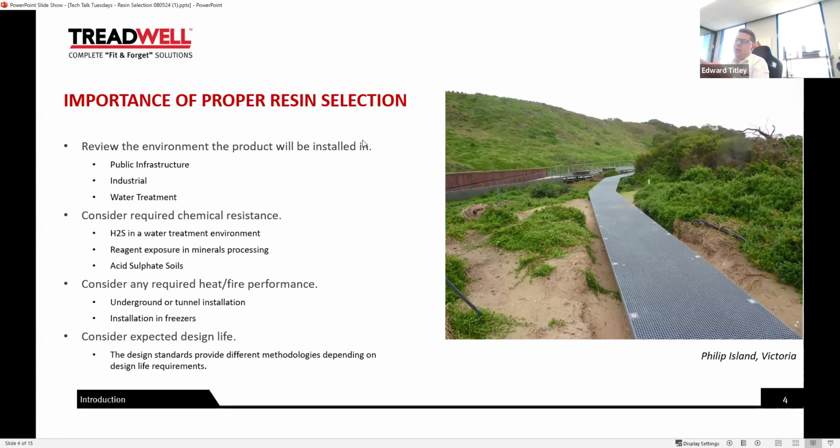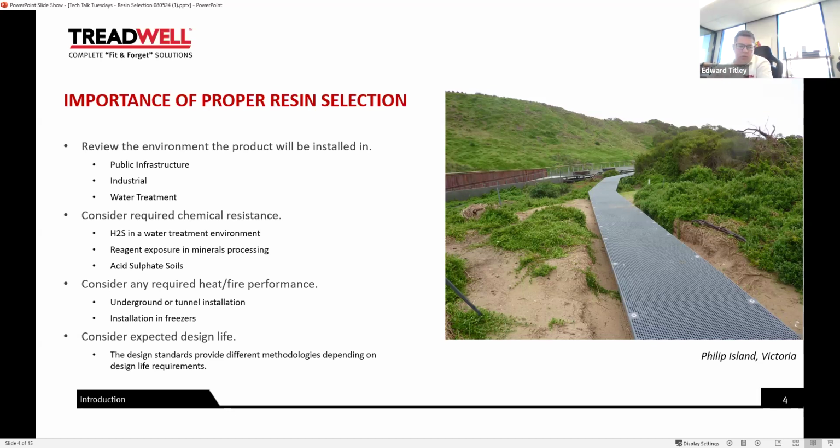So there's a few things to think about when we're specifying a resin. We've just put a few examples here together to have a bit of a think about. Firstly, we'd review the environment the product will be installed in. It might be a public infrastructure product where we'd expect exposure to salt water or something like that. It might be an industrial site where we'd have specific chemicals or reagents on site. If it's, say, minerals processing or something like that, we'd know what those reagents are, or we'd need to identify what they are and ensure that we specify a resin system that will be resistant to those. Another example might be a water treatment or a sewage treatment plant.